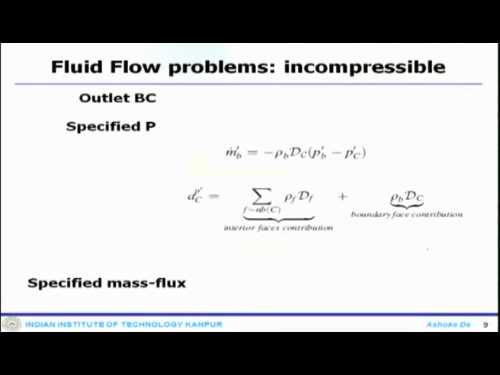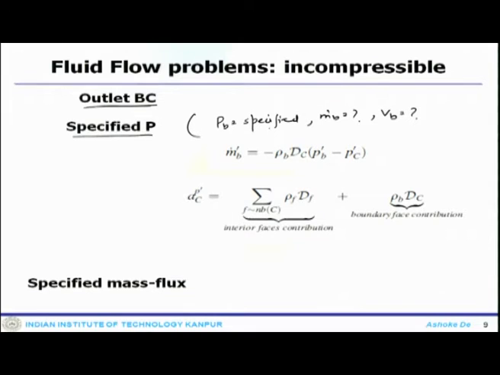Now, similarly we need to look at or tackle the outlet boundary conditions. Now, for outlet boundary conditions, one option could be specified pressure, that means Pb is specified, and what is not known: Mb not known, Vb not known.